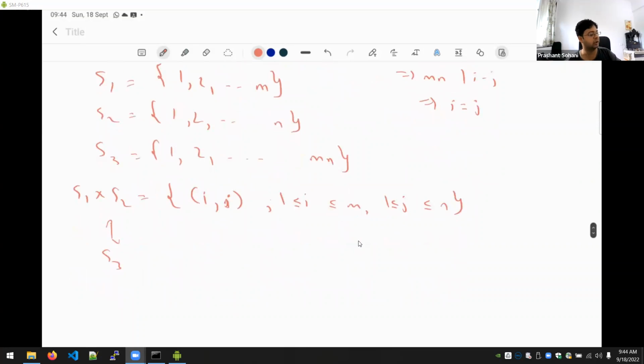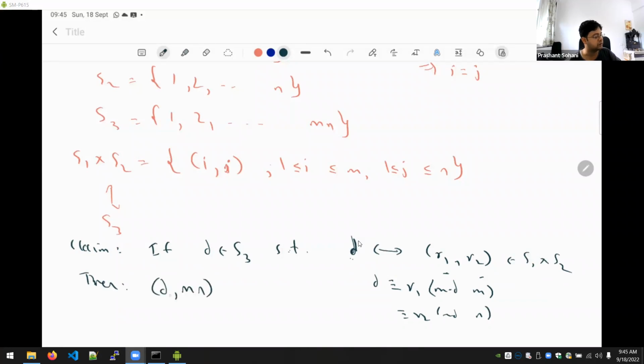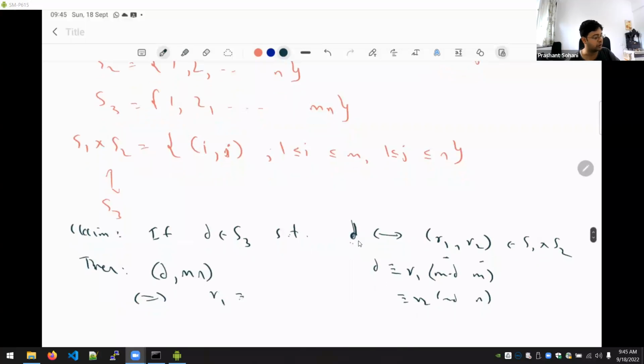But further, I would like to make the claim. This is our claim: if there is some D which belongs to S3, in other words D is a number from 1 to mn, such that D corresponds to the pair (R1, R2). In other words, R1 is the remainder of D modulo m, and R2 is the remainder of D modulo n. So you can write it that way also: D is congruent to R1 mod m, and congruent to R2 mod n. Then this is the main claim, that D is coprime to mn if and only if the corresponding remainders are coprime to m and n.